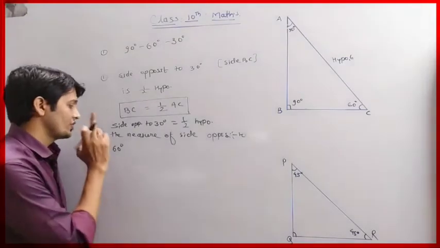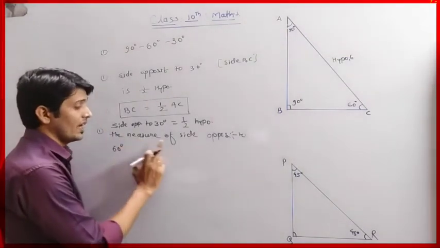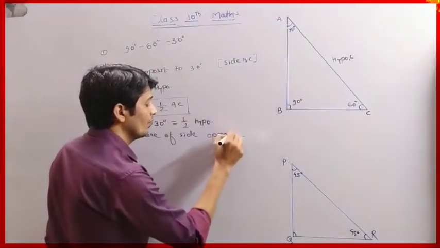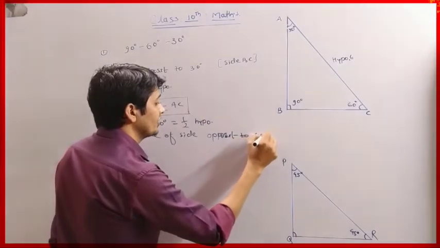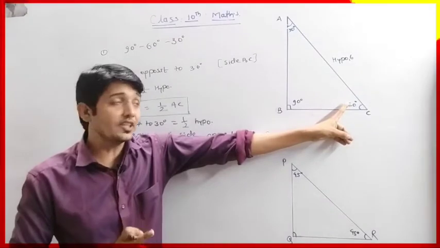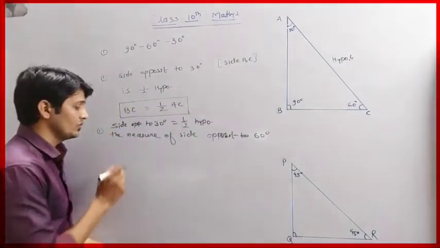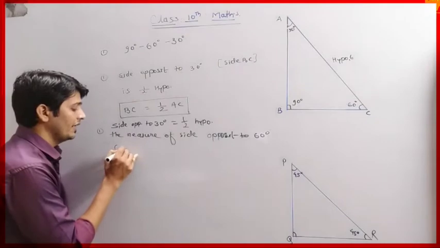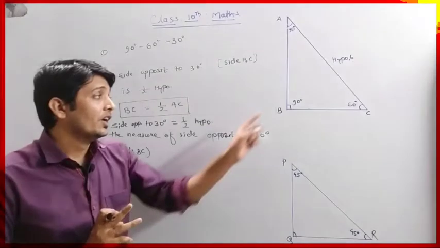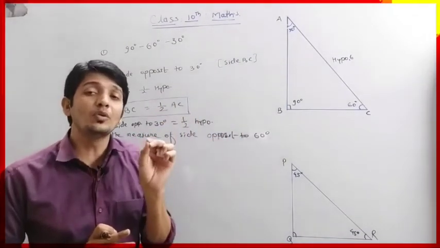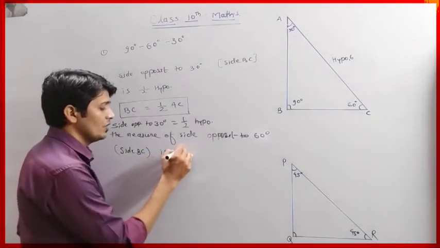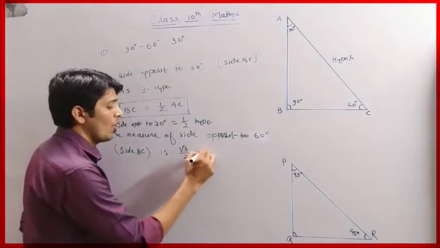Now next, the measure of the side opposite to 60 degree. Opposite to 60 degree, that means the side opposite to this angle, we are talking about side AB. So in brackets we have to mention side AB. Okay. So it is root 3 by 2 of the hypotenuse.